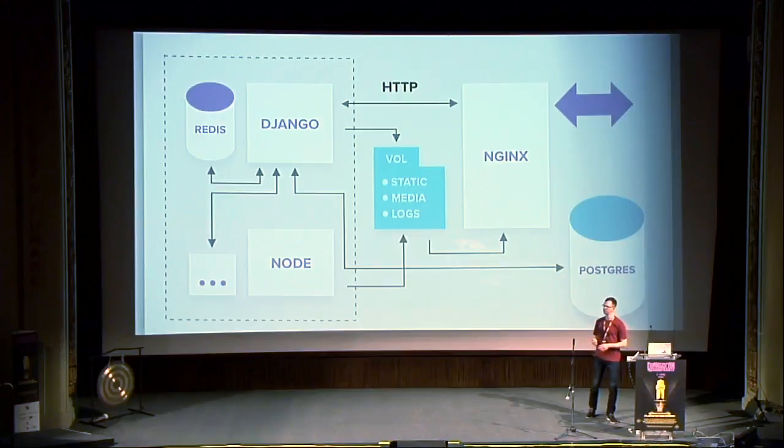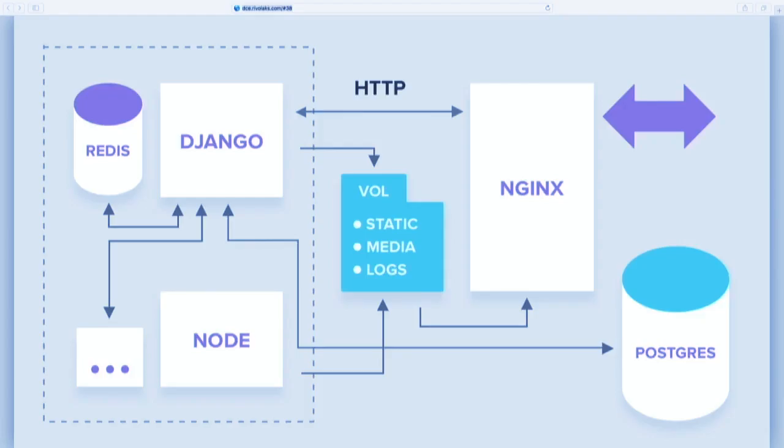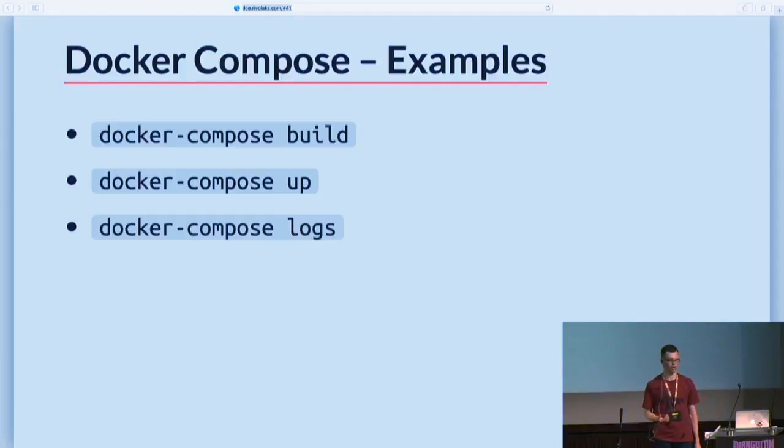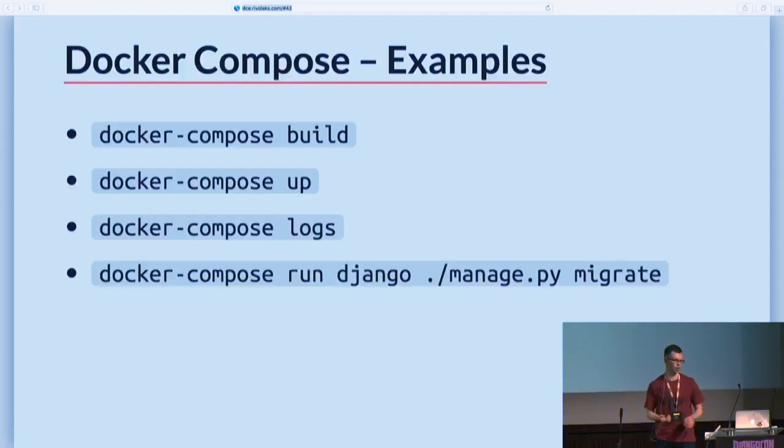And going back to our previous diagram for a moment, you can see that the dashed portion on the left is exactly the one that Docker Compose is controlling. Let me also give you a few examples of how Docker Compose, the command line interface, can be used. You can build images for all the services you use. You can bring all the services up, meaning starting the containers. You can look at the log files. And you can also run specific commands. In this case, we run migrations using the Django service's image.